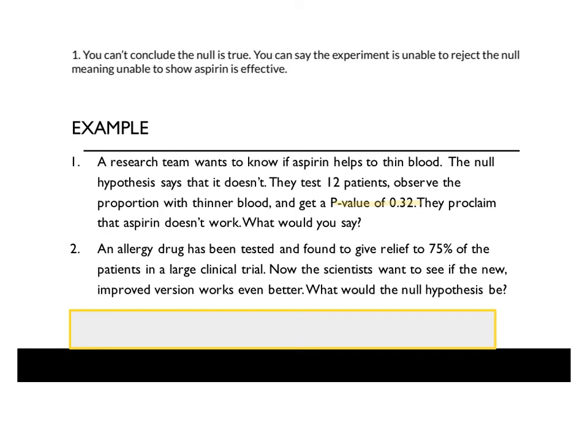An allergy drug has been tested and found to give relief to 75% of patients in a large clinical trial. Now the scientists want to see if the new improved version works even better. What would our null hypothesis be? Remember, the null hypothesis is what we're assuming is happening in the population. So if we know that 75% of patients have received relief, that is how we're going to write our null.